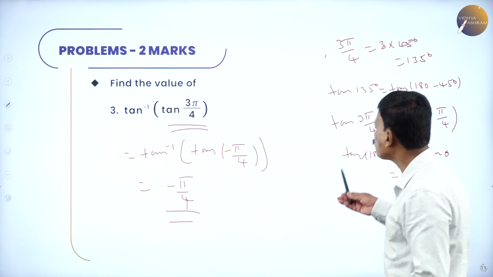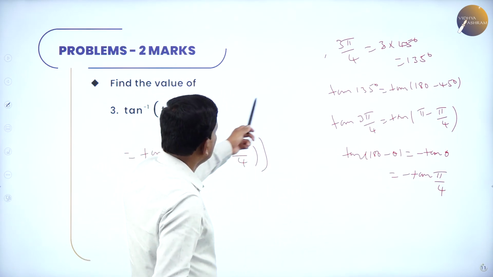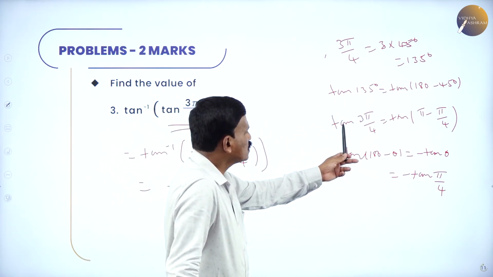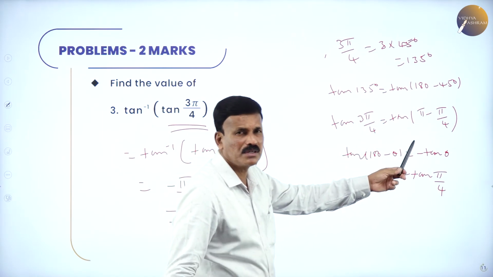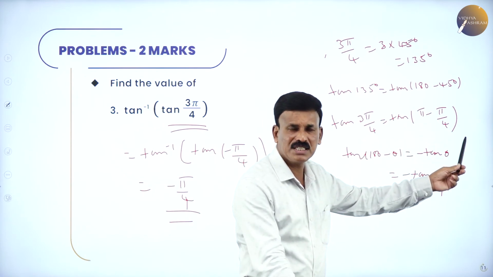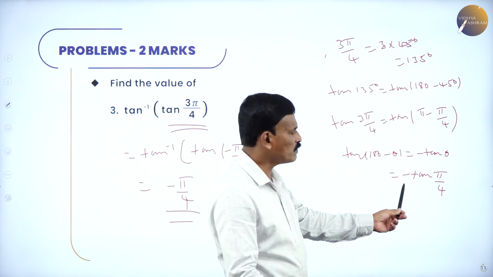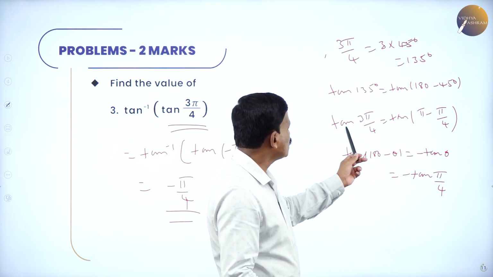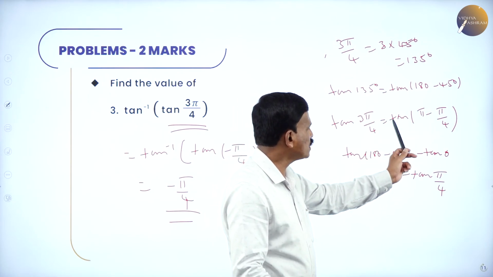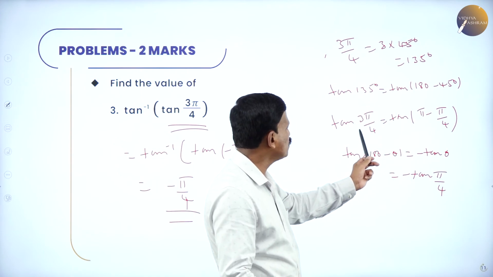Okay, listen to me carefully. Tan 3 pi by 4 can be written as tan of pi minus pi by 4, that is, 180 minus theta. Tan 180 minus theta is minus tan theta, that is minus of tan pi by 4. Take the LCM: 4 pi minus pi is 3 pi by 4.